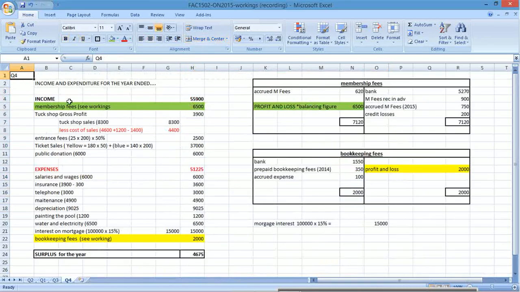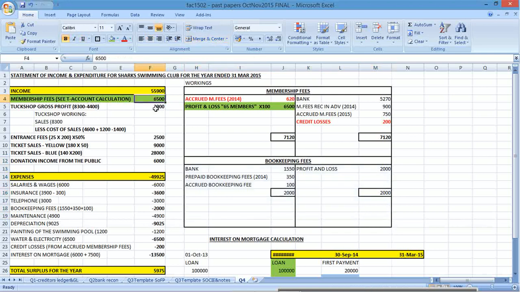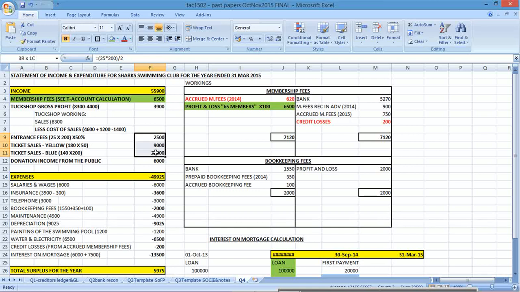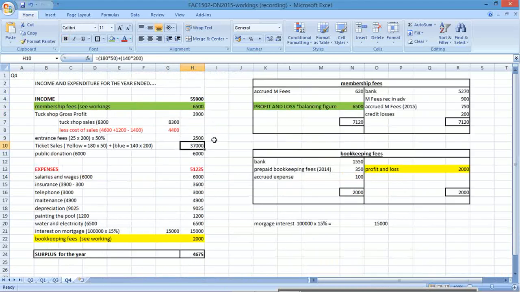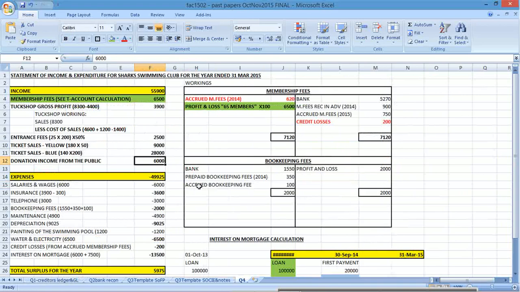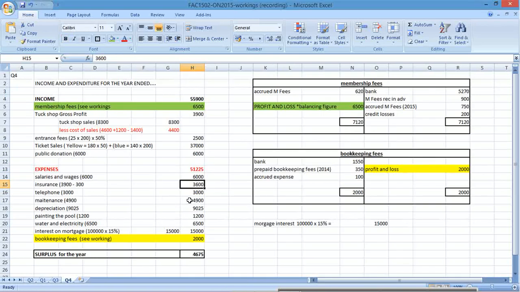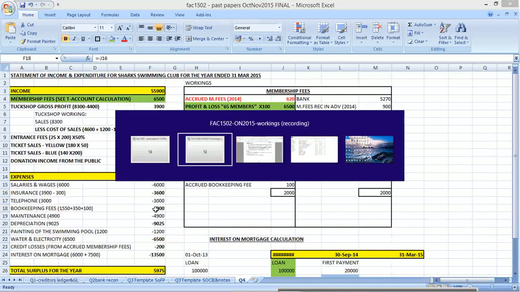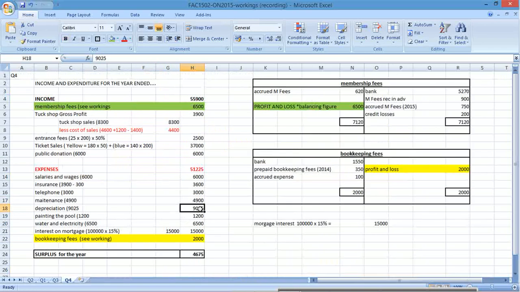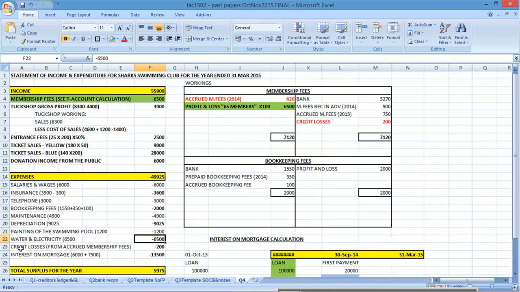Bookkeeping fees is fine. Income: membership fees, tuck shop gross profit is fine. Entrance fees, ticket sales. Ticket sales is 3.7, that's fine. 6,000, that's fine. Okay, salaries and wages, insurance, telephone. Oh, where's the 2,000? Oh, bookkeeping fees, there's the bookkeeping fees. Maintenance, depreciation, painting the pool, water and electricity, oh, there it is.